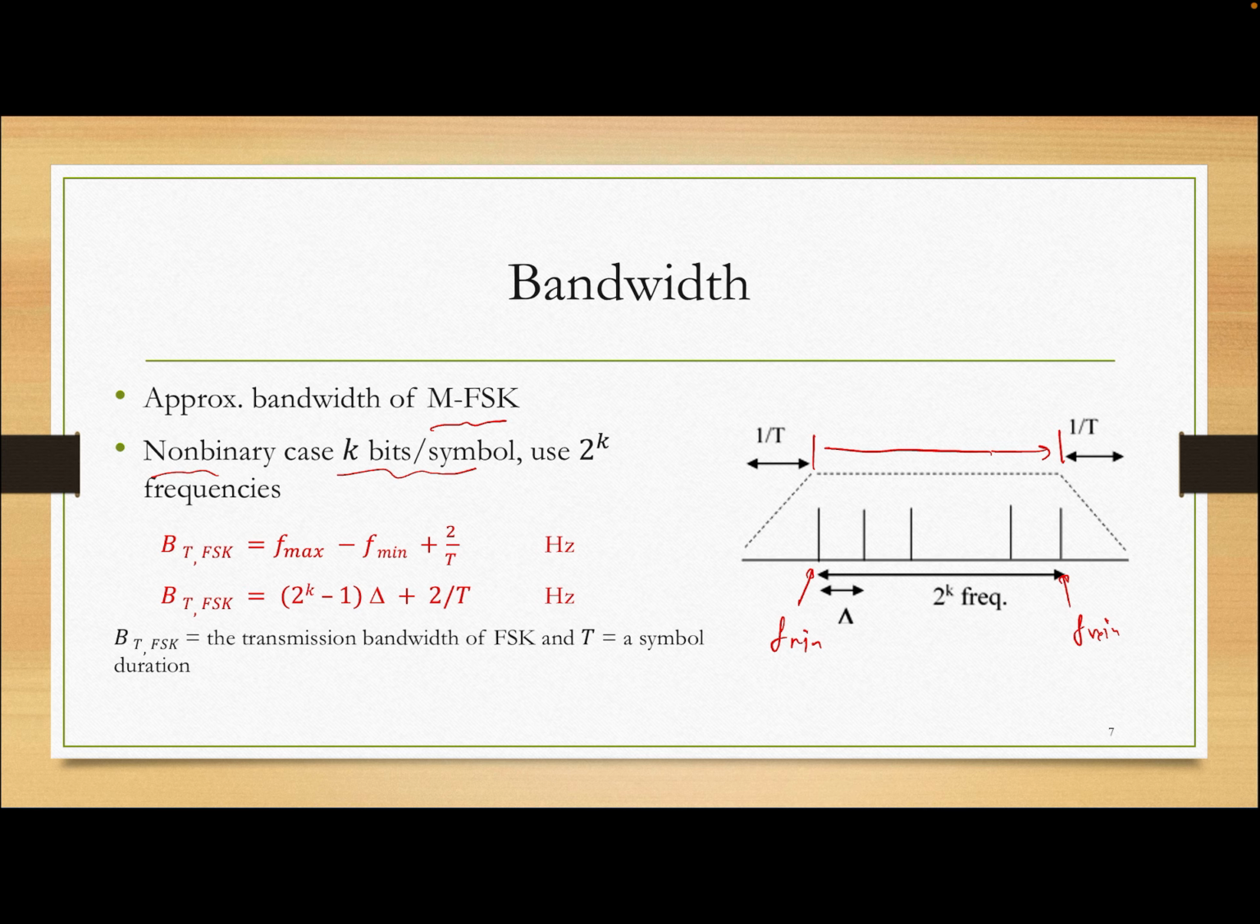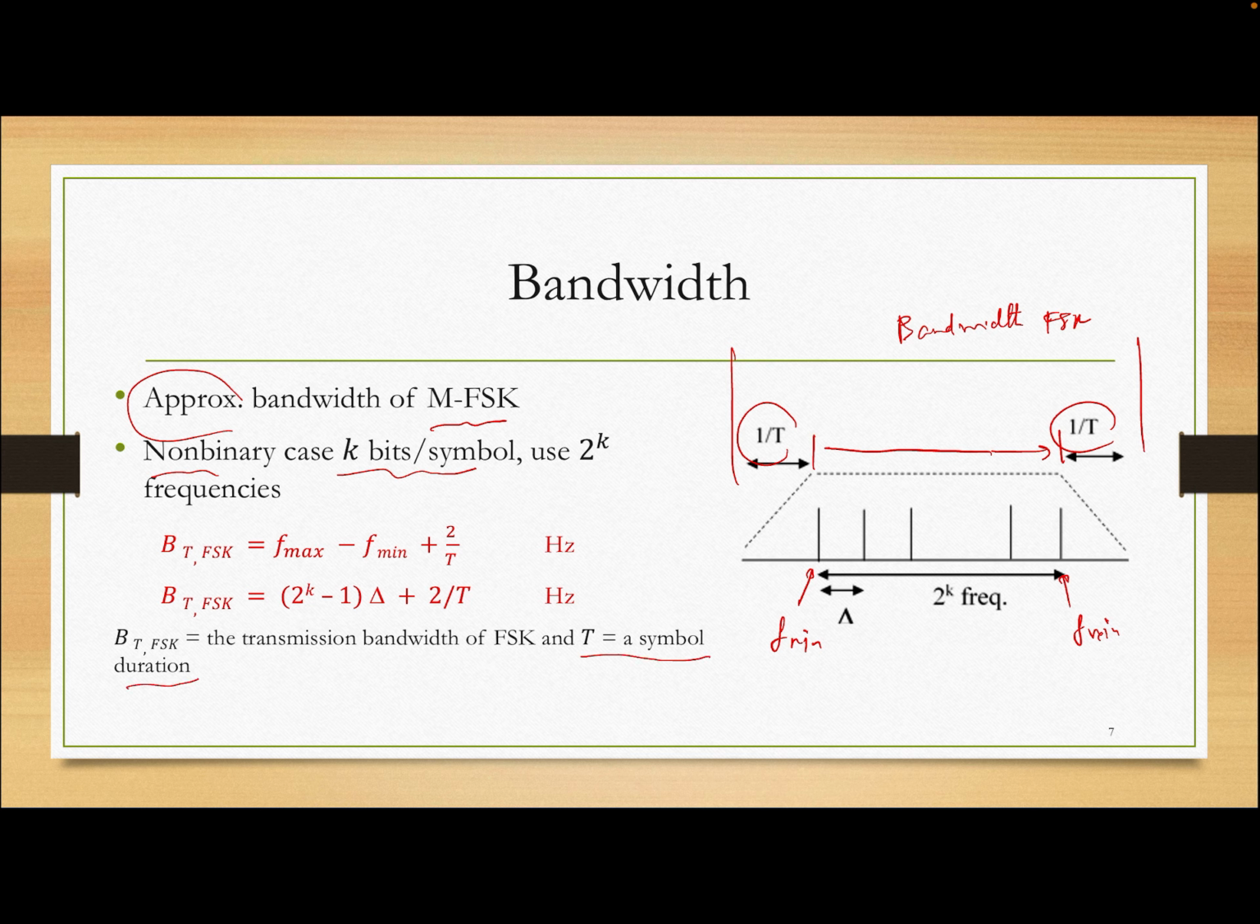But in practice, we cannot send only that. You cannot have the carrier at the boundary of the bandwidth. So we will approximate by adding 1 over T on the left and on the right as the tail of the bandwidth. So we will actually use this as the bandwidth of FSK.